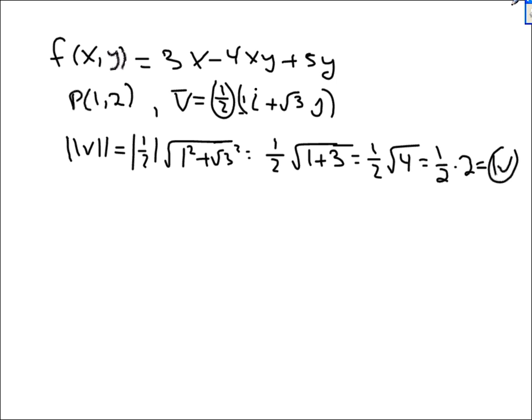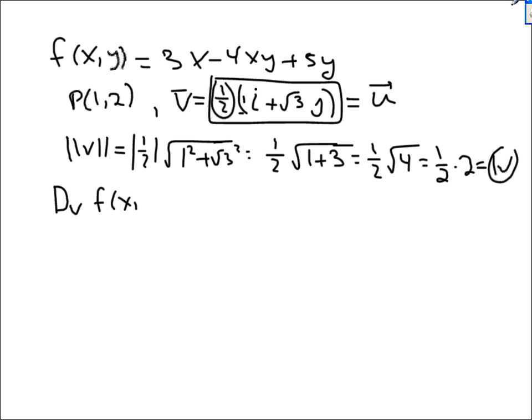Now, we actually call this unit vector u. Make this vector, scale it down to a unit vector. It happens to be a unit vector. That's the vector u. The directional derivative in direction of v of f of x, y is just the gradient of f dotted with u.